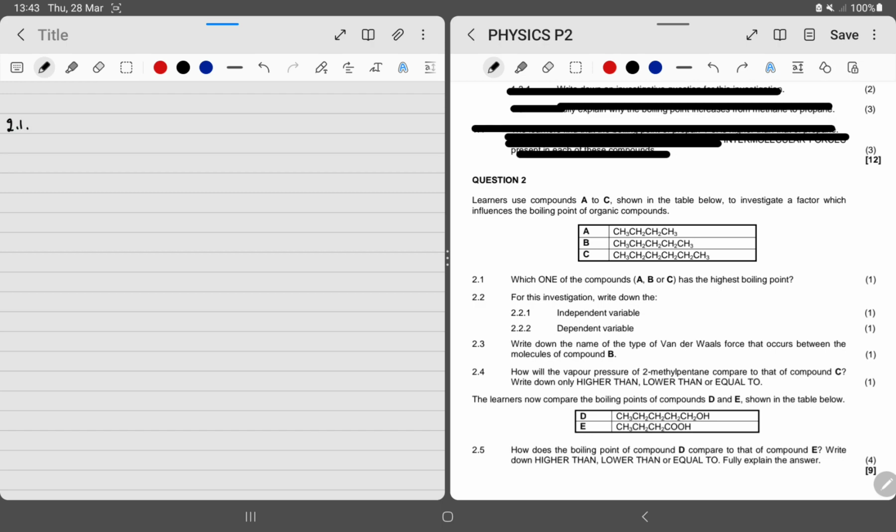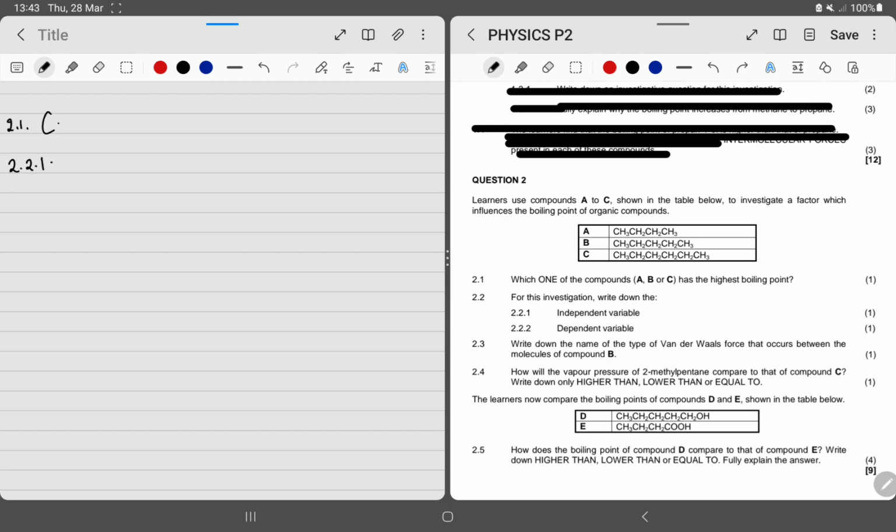Okay. So the one that is going to have the highest boiling point will be the one with the longest chain. This is simply because there is an increase in the strength of the intermolecular forces with an increase in chain length. So this is going to be C.